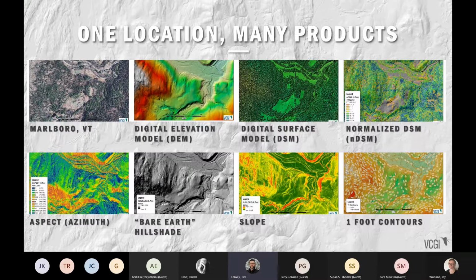And it ultimately results in that given any one location in Vermont, we have many products that are derived from it that can answer any number of questions, right? So again, from steepness of slope to contours to just looking at the bare earth as if you could pull all the buildings and trees away. And this is often done in relation with other GIS layers like the ortho imagery I had previously mentioned.